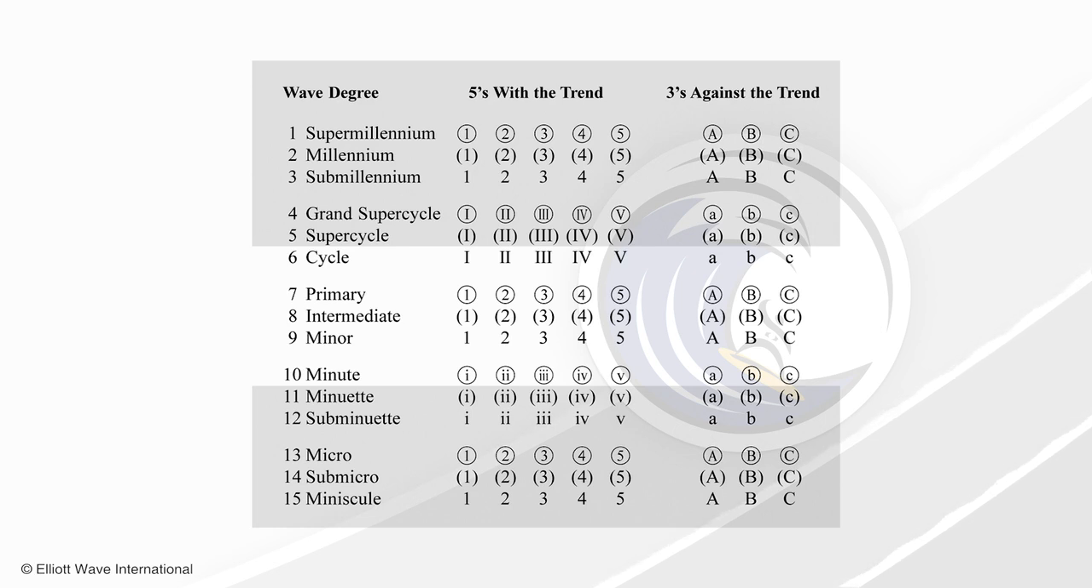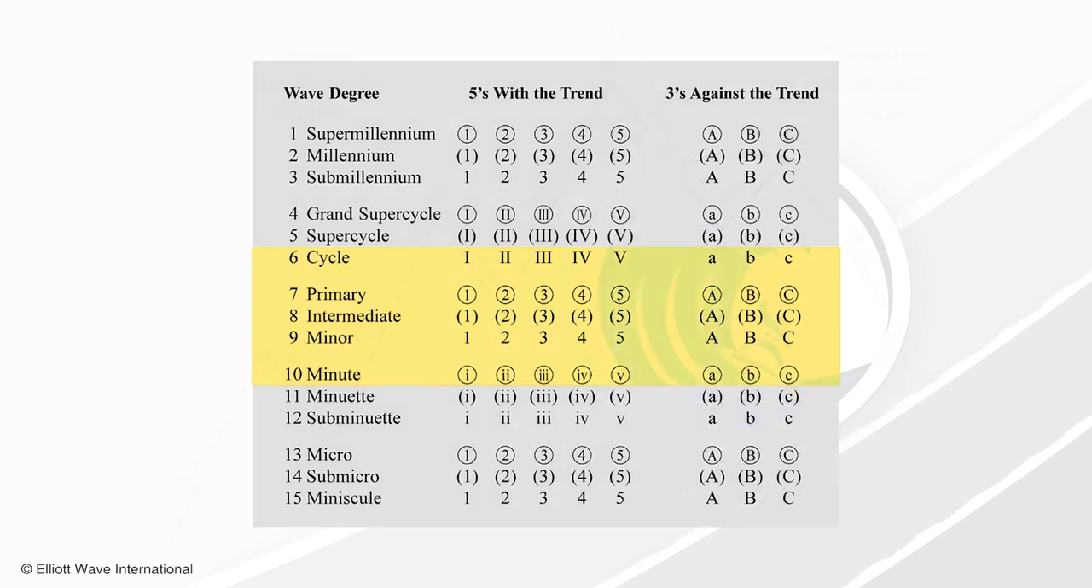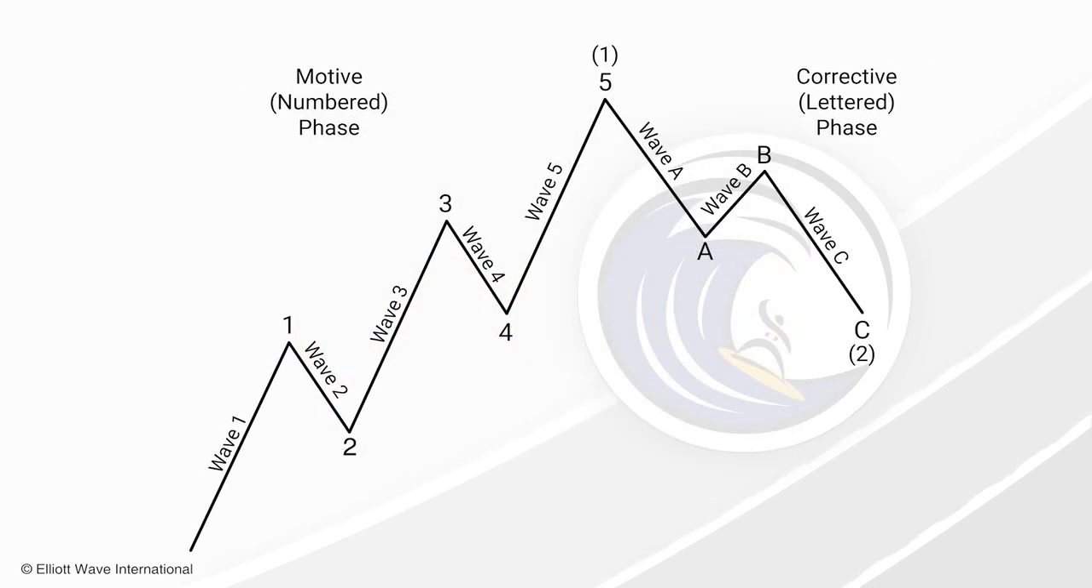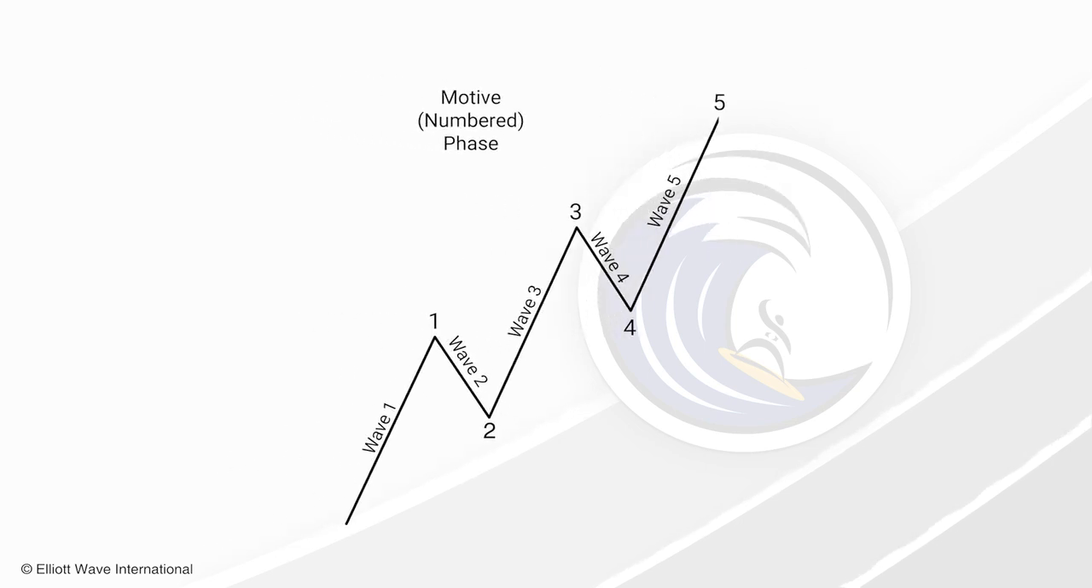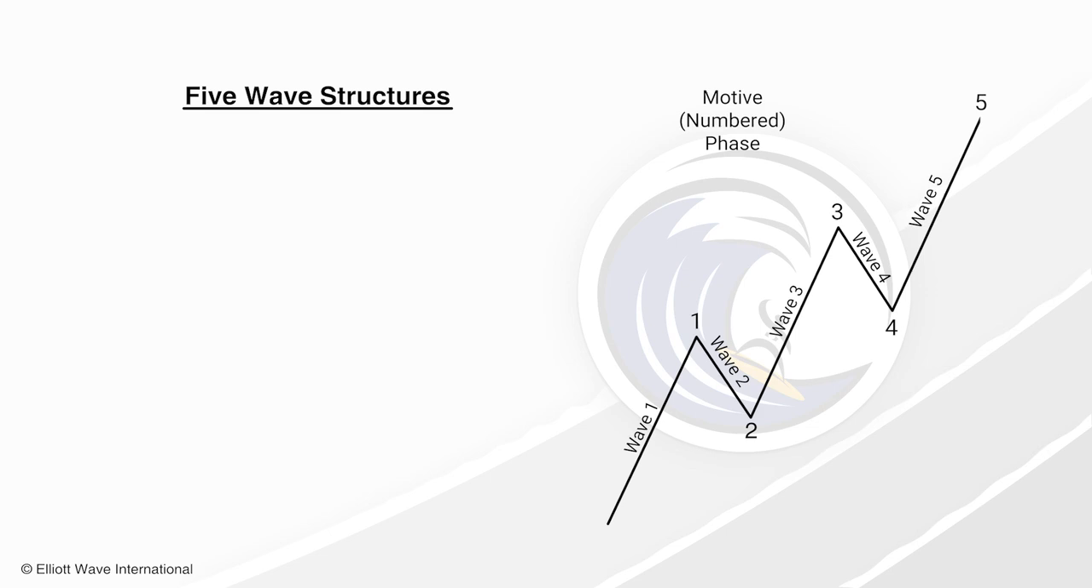Here's a list of the various degrees, and I've highlighted in the center the ones that we use most of the time: cycle, primary, intermediate, minor, and minute. Let's go back to the main diagram. For the next part of this video, I'm going to focus on the motive phase. Motive waves are 5-wave structures. There are 2 types of motive waves, impulse and diagonal. Within impulse waves, we have extensions and we have truncations.